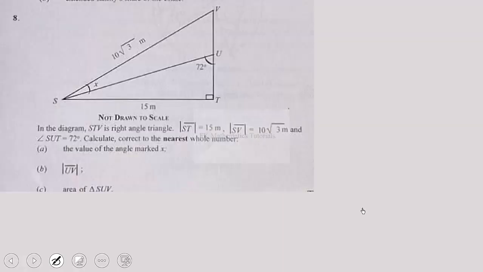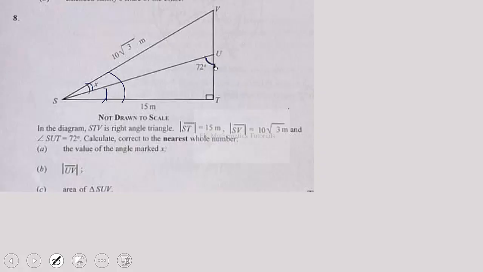Question number 8. In the diagram, STV is a right angle triangle. Line segment ST has a magnitude of 15 meters. Line segment SV has a magnitude of 10 root 3 meters. And angle SUT is equal to 72 degrees. Calculate, correct to the nearest whole number, the value of the angle marked X. So we want to find this angle here.